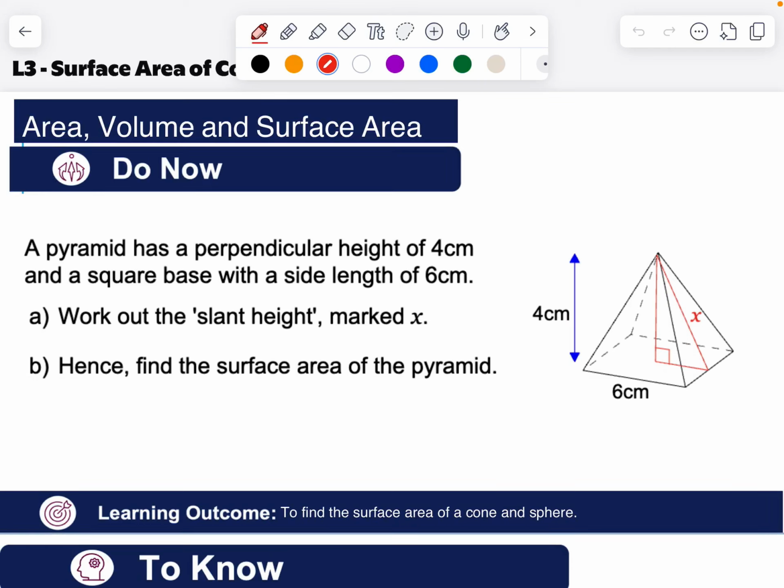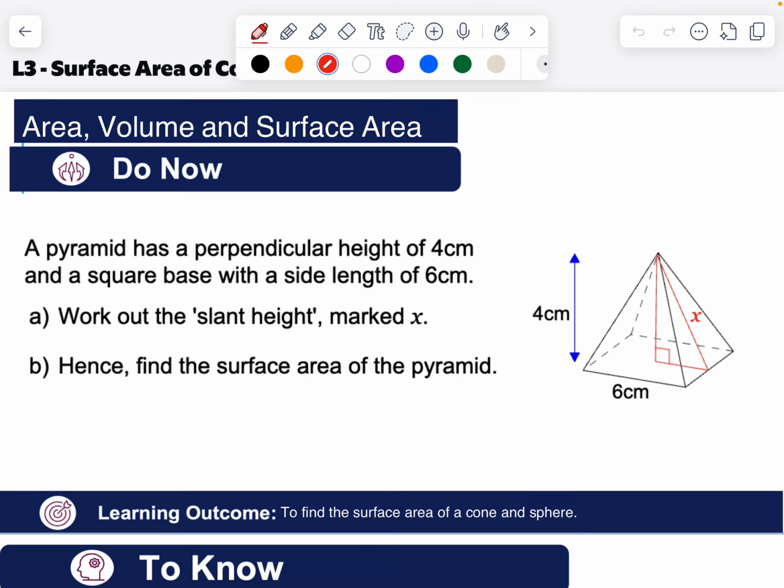Right, so this is the grade 9 extended lesson for Thursday. We're going to be looking at surface area now of spheres and cones. Right, so this is the do now task. If you need to pause the do now task and have a go, please do, but I'll go through the answers.